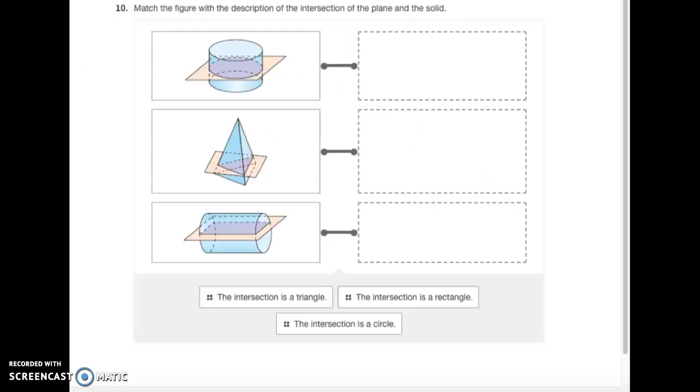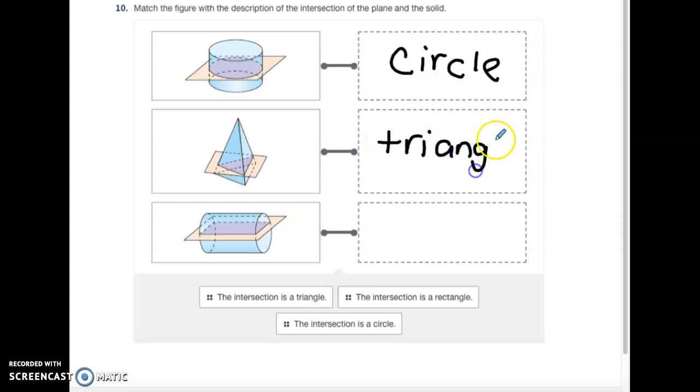Okay. Number 10, we're looking for cross section. So the cross section of the cylinder is a circle. The cross section of this pyramid is a triangle. And the cross section of the cylinder down here is a rectangle.